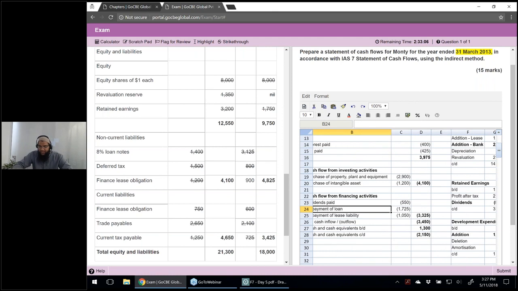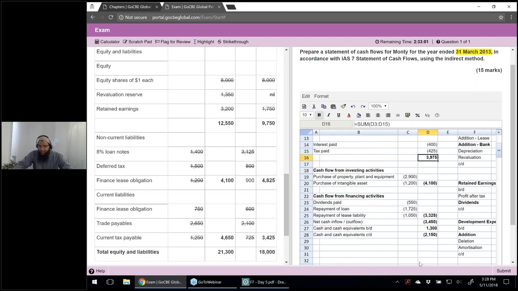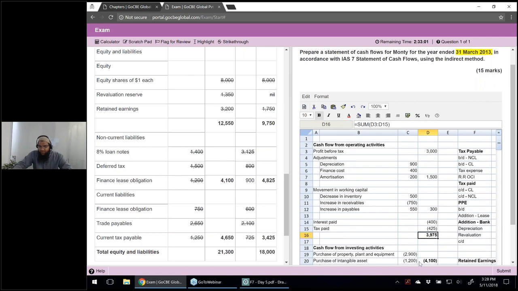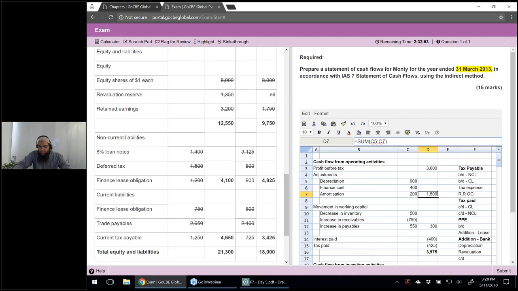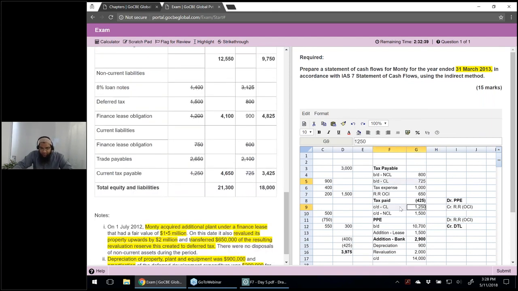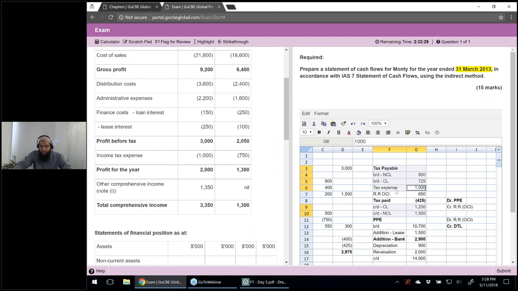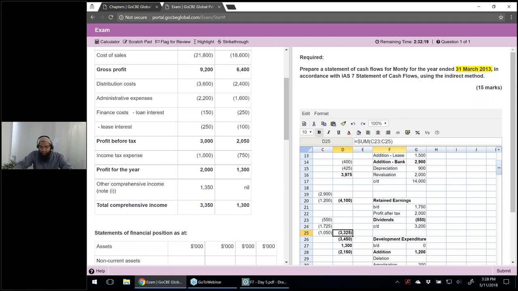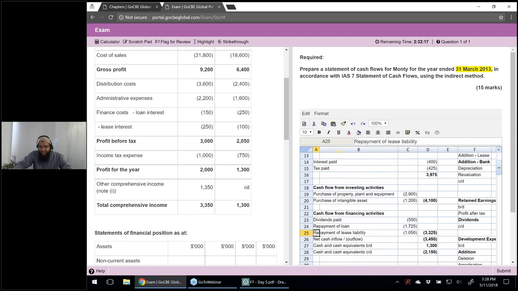Dividends payment outflow, repayment outflow, lease liability outflow. Let's check the sum of this. Let's check the values. 725 is okay. 1250 is okay. 800 is okay, 1500 is okay, and the income tax expense of 1000 is also okay. Revaluation of 650 is also okay. Financing activity seems to be okay.